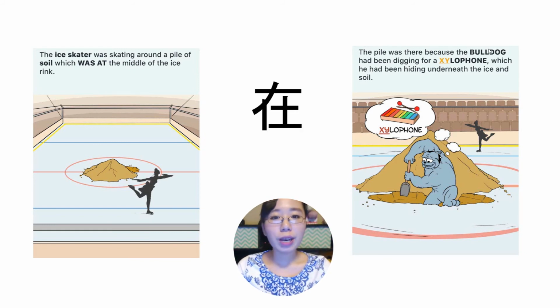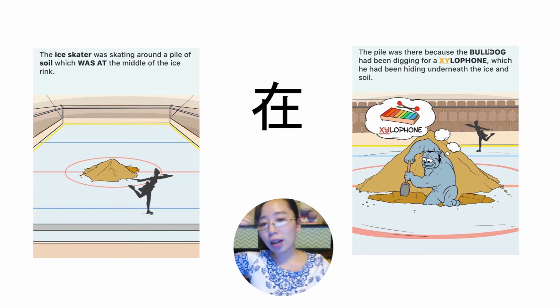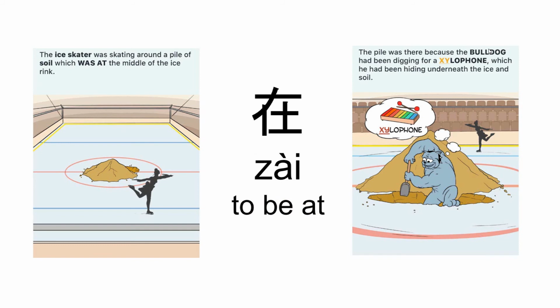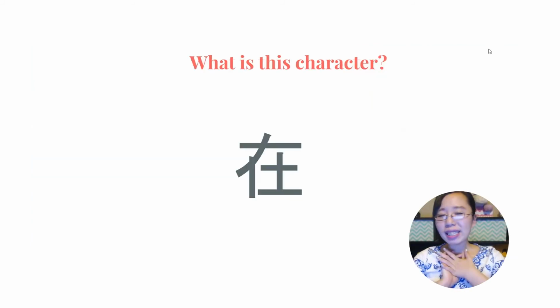So altogether we have this character, the ice skater on the outside, and then the soil character underneath the ice skater. And altogether we had the sound zài with a fourth tone, and it means to be at. Okay, so what is this character? You have 3 seconds to tell me the meaning and the sound. 1, 2, 3. Alright, this is 在, which means to be at.